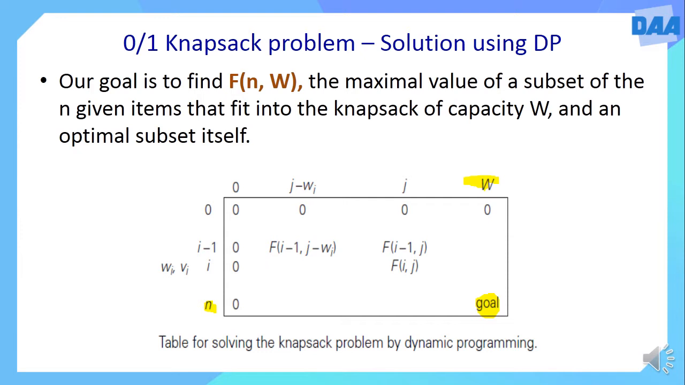So let us try to understand this by using an illustration. For the illustration we require a table that stores the f of i,j values. All entries need to be computed from left to right and top to down. Let us see how it works.